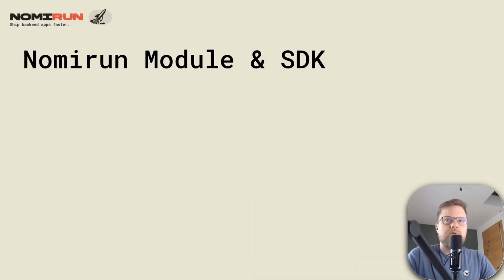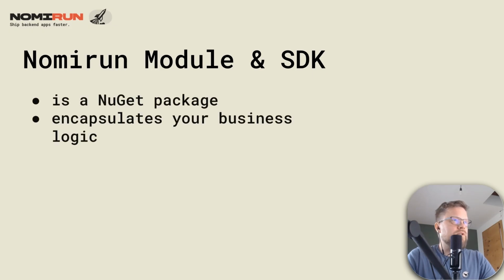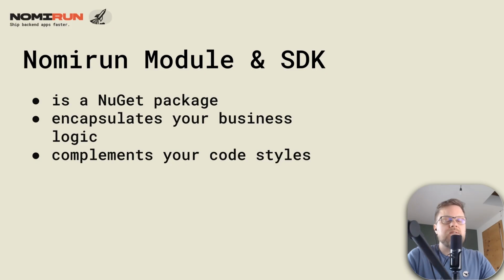So first we have a Nomirun module. A Nomirun module is a special, let's say, NuGet package that contains your business logic, and it complements your code style, which means whatever code architecture or patterns you are using, it supports that. You can use DDD, you can use clean architecture, layered architecture, or no architecture, whatever you want, and you basically get the support there because a Nomirun module is just a NuGet package.